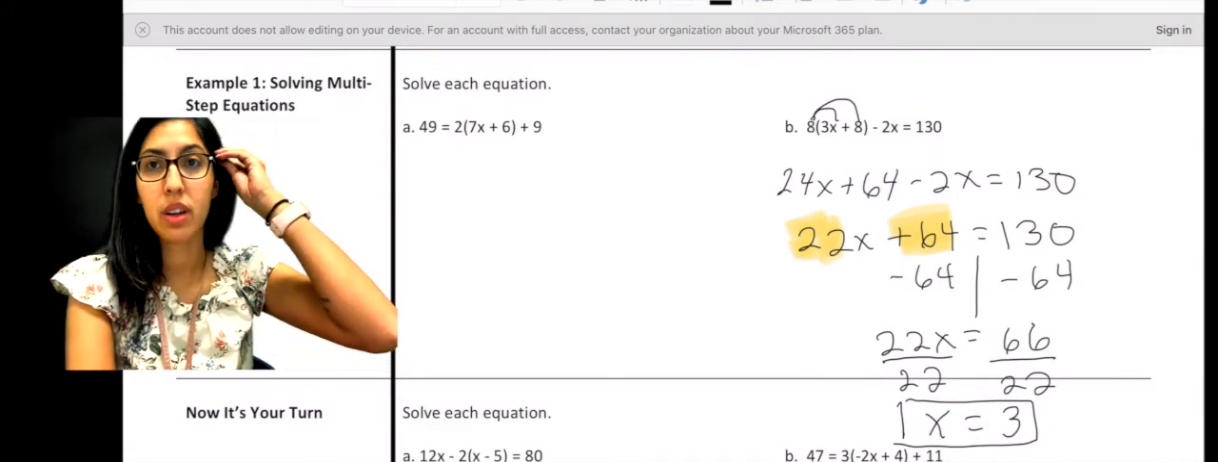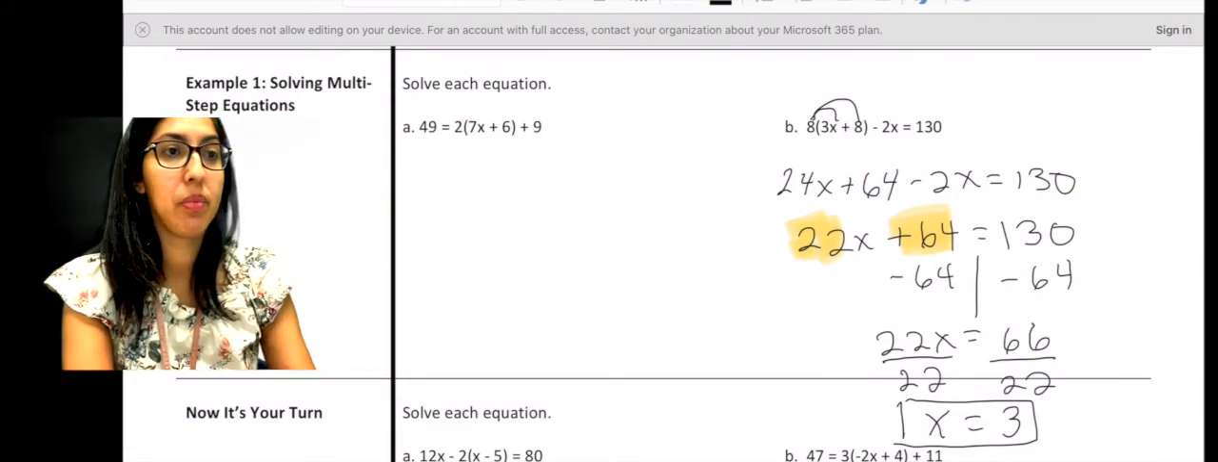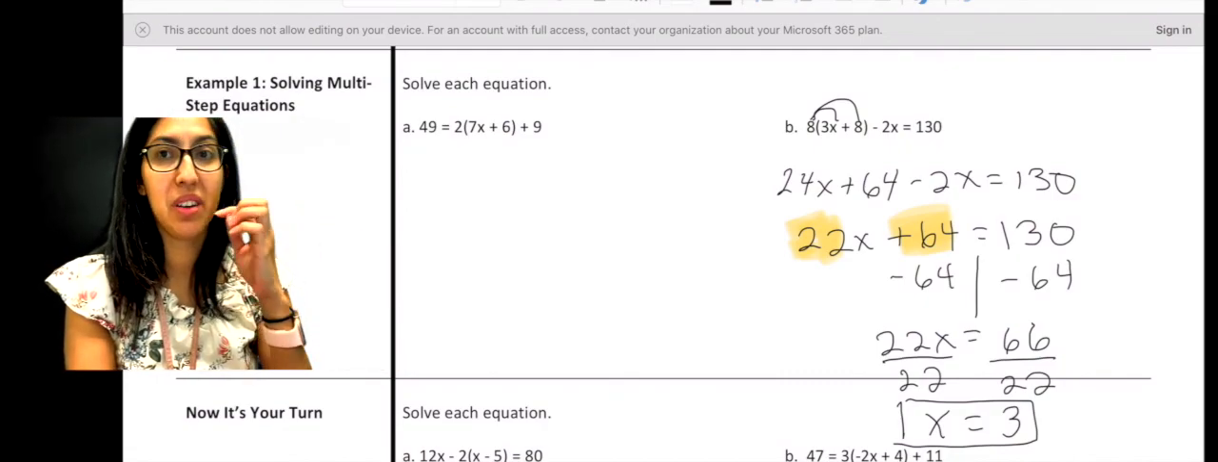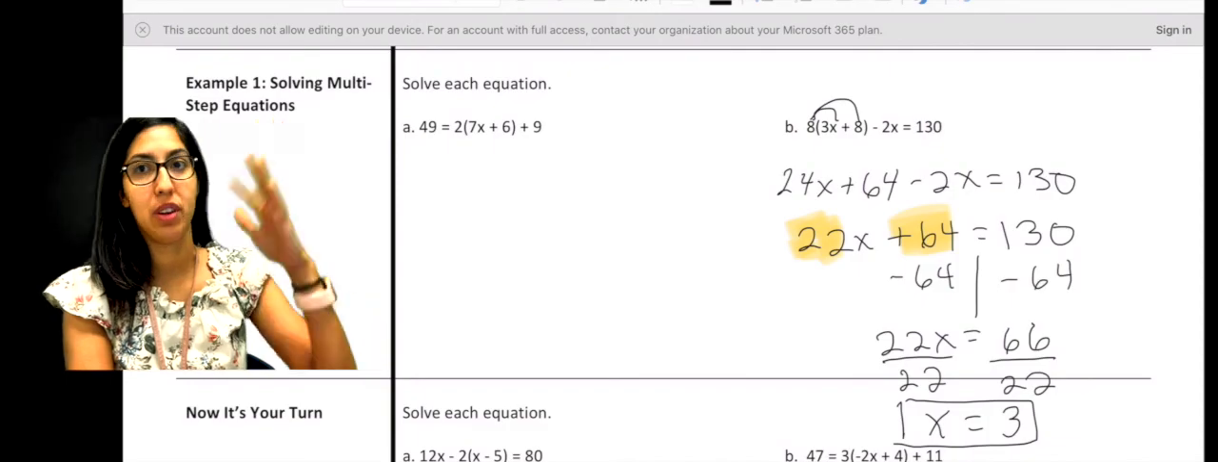And remember, you can use a calculator for any of the integer stuff. Some of these numbers get kind of large, so it might be quicker to use a calculator, but if you want to do it by hand, that's perfectly fine also.